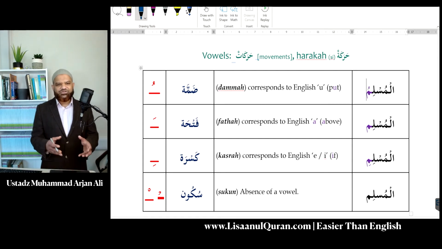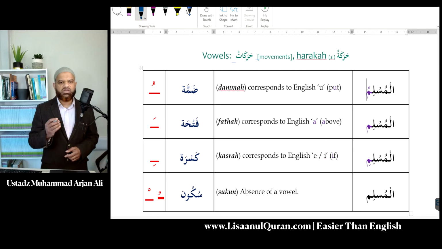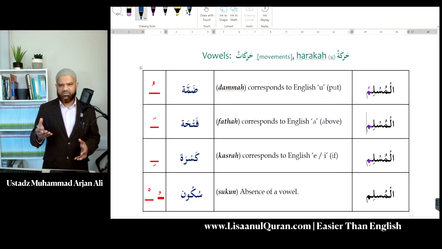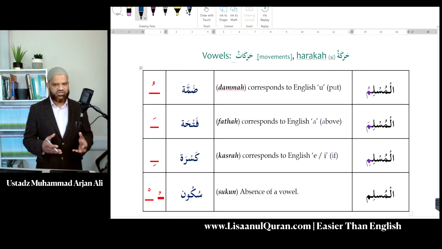Dhamma literally corresponds to the U sound in English, as in put. And I've added it to the word here, Al-Muslimu, which you can see at the end. Now, in the next example, I'm going to use a Fatha at the end. And Fatha corresponds to the English A sound, above, above. So I put a Fatha here and I read this word as Al-Muslima. So the first one I read Al-Muslimu, this one I read Al-Muslima. And the third one, I put a Kasra and I'll read this one as Al-Muslimi, with the Kasra E sound as in the English if.